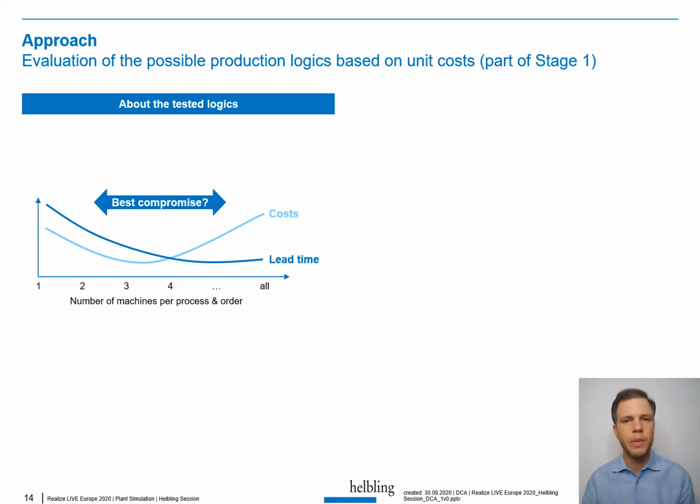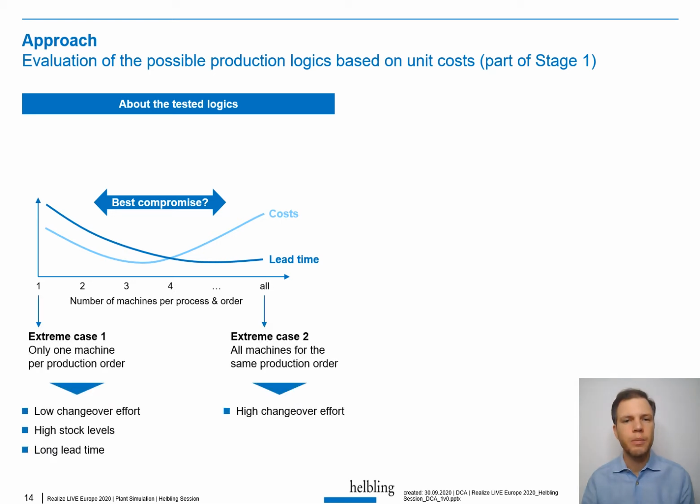Now I'd like to focus a bit more on the first stage where we tested different logics. For that, I'm coming back to this chart that I introduced before. As I said, we wanted to find the best compromise between reduced costs and lead time. To understand this chart a bit better, I'm showing what the two extreme cases mean. The extreme on the left would be to always use only one machine per production order. And the other extreme would be to use all machines for only one production order. And we developed four logics that are somewhere in between these two extreme cases.